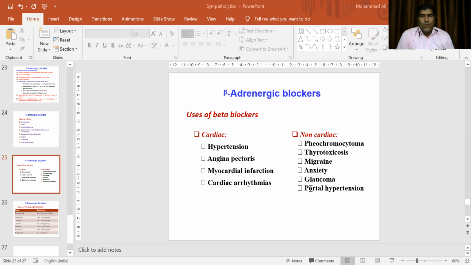Beta blockers, including propranolol, may be used for the treatment of hypertension, angina pectoris, myocardial infarction, cardiac arrhythmias, and others such as pheochromocytoma, thyrotoxicosis, migraine, glaucoma, and portal hypertension. In such complications, we can use beta blockers for treatment.